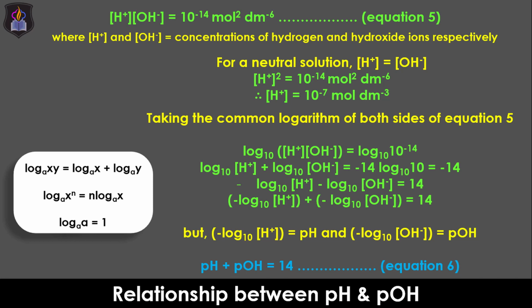Equations 1 and 3 are used to determine the concentrations of hydrogen ions and hydroxide ions respectively in a solution if the pH and pOH are known, and vice versa. Equation 5 is used to determine the concentration of hydrogen ions or hydroxide ions in the solution if the concentration of one of them is known, while equation 6 gives the relationship between pH and pOH and is used to determine the pH or pOH of the solution if one of them is known.